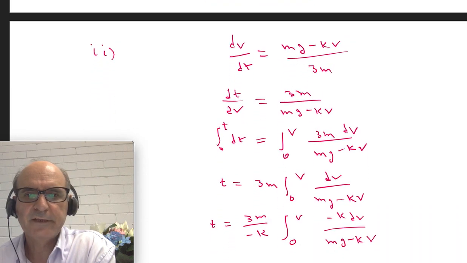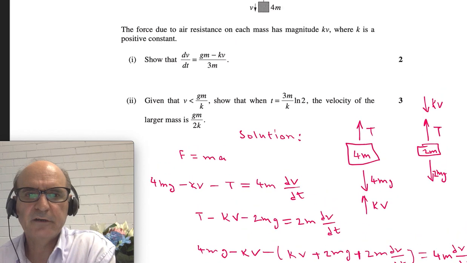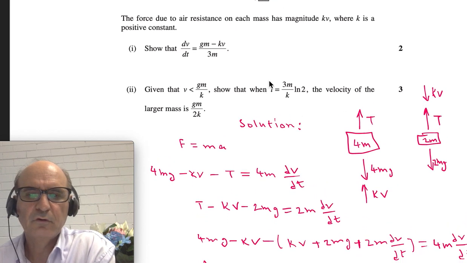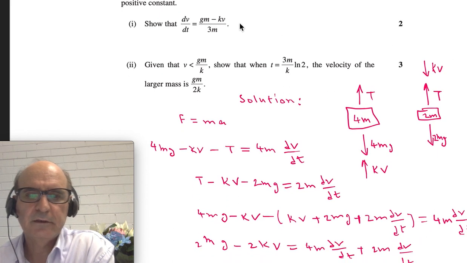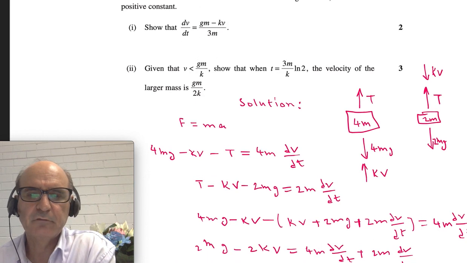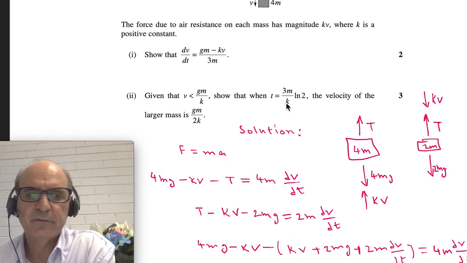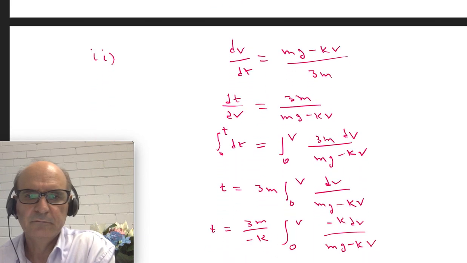All right, for the second part. They are asking to show that when the time is (3m/k) ln 2, then the velocity of the larger mass is gm over 2k. Apparently, we need to use the first result to find an expression for velocity, and then substitute this value for time to end up with this expression for velocity. So this is the result from part 1. We need to get an expression for velocity.